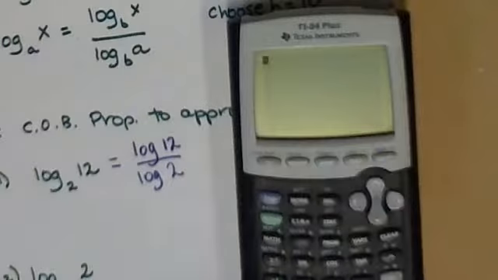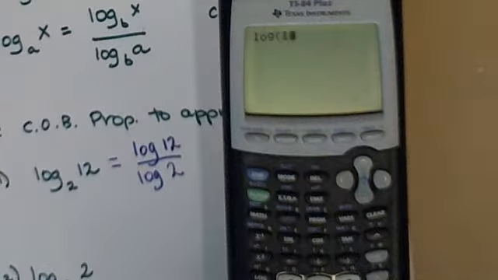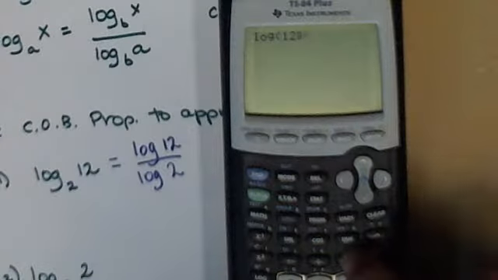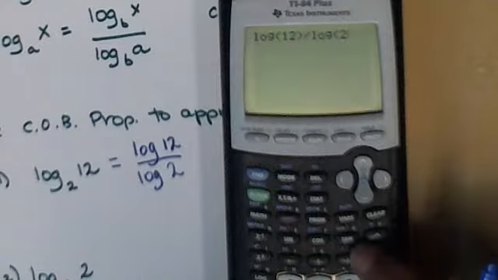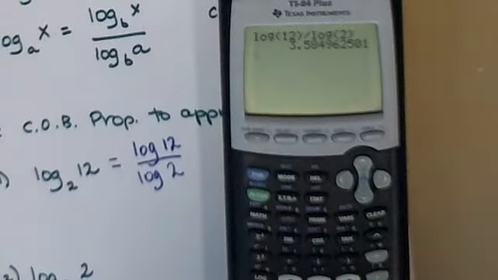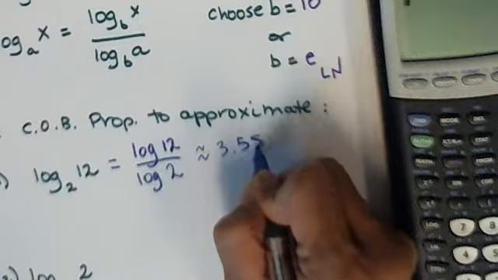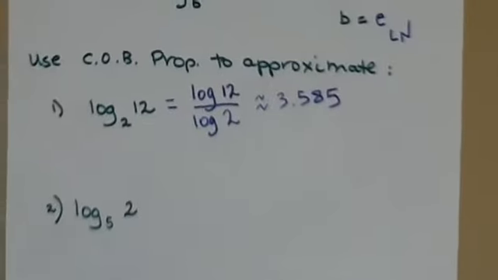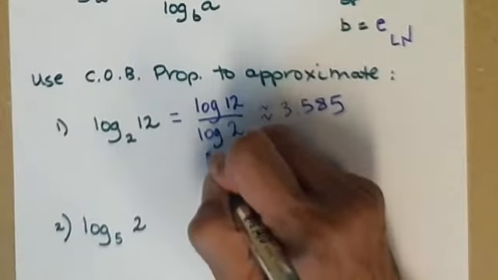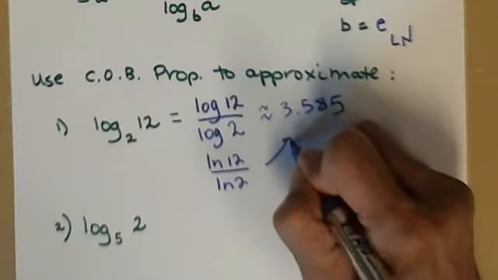So I'm going to sneak my calculator in. I know it'll be tiny. So if I do log of 12 divided by log of 2, it's approximately 3.585. Okay? And you would get the same number if you did natural log of 12 divided by natural log of 2. I'll let you verify that on your own.